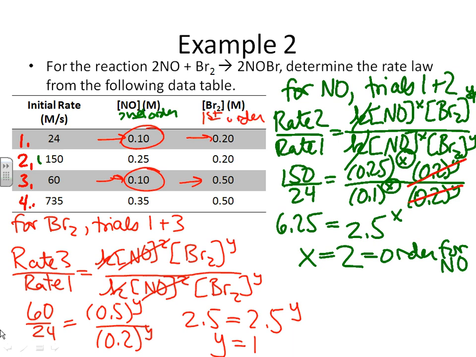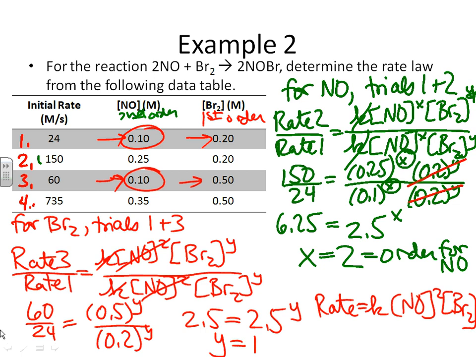So if we simply close out the problem, determine the rate law, it's just putting everything together. Rate equals k times the concentration of NO squared times the concentration of Br2 raised to the first power. So this idea of using math to determine order is simply about comparing rate laws, dividing the rate law for one trial by the rate law for the other trial, canceling like terms, simplifying like terms, and solving for the exponents. That's the best way to go about it.